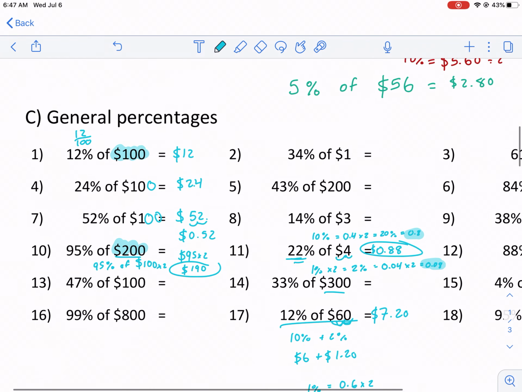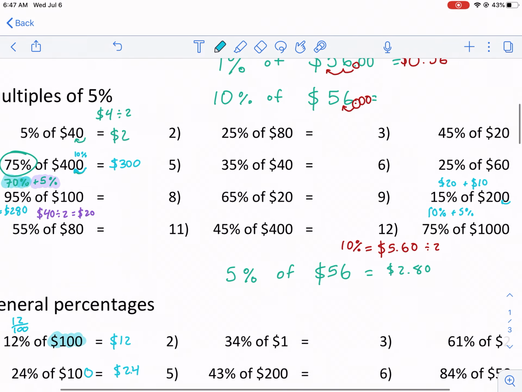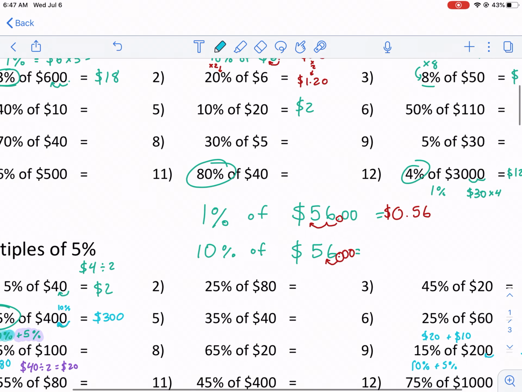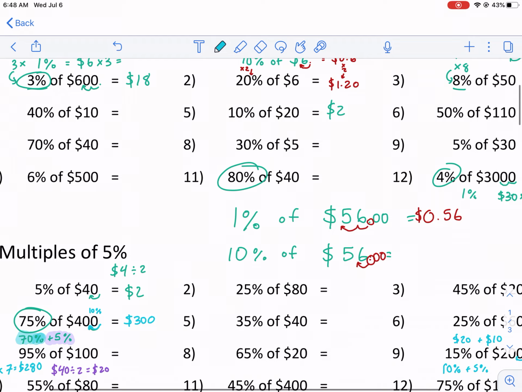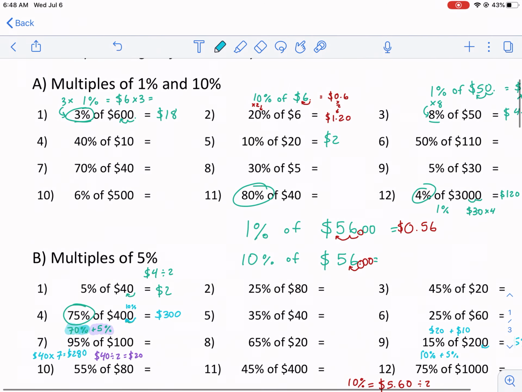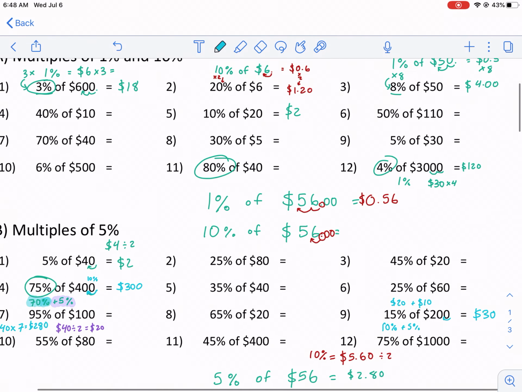Some really challenging problems here. Leave a comment if you need more help with any of these. But this is a great worksheet. If you can do this, you're going to be set anywhere you go. Any restaurant, you're going to be able to calculate the tip in your head, which is going to be great.